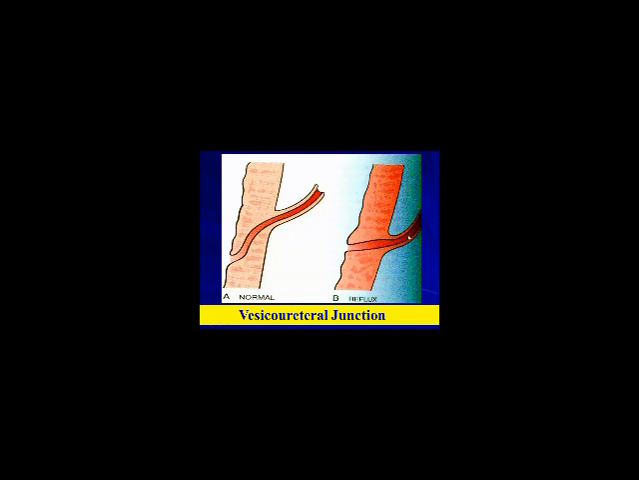And this incompetence can occur in two ways. Either it is congenital. In some patients, there is congenital absence of this intravesical portion, or it is less oblique and it is shorter, so it is not closed during micturition. And as a result, there is reflux of urine during micturition.